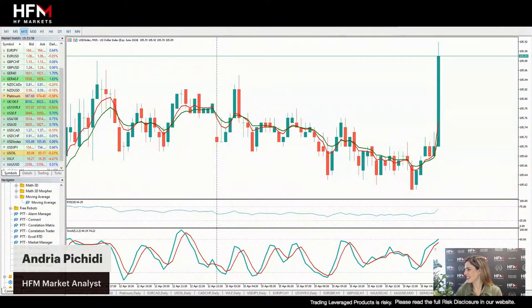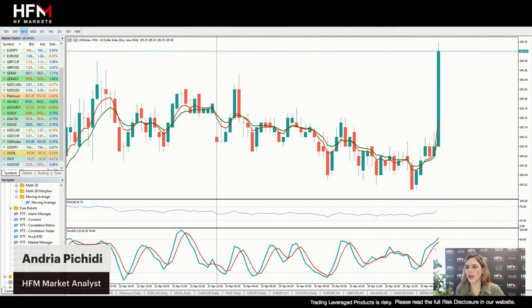Let me share with you the platform, the US, and more precisely, the dollar index. Let's start with that one, since we have the retail sales from the US. Here we are. Let me keep the chat on. Welcome, welcome, everyone. And this is the dollar index in a 15-minute chart.